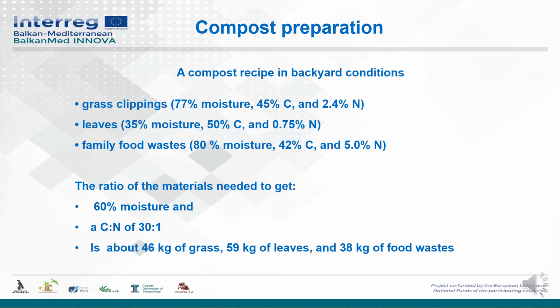The ratio of the materials needed to get 60% moisture and a carbon to nitrogen ratio of about 30 to 1 is about 46 kilograms of grass, 59 kilograms of leaves, and 38 kilograms of food waste. So this is a good ratio that we can use to produce good compost in home and garden conditions.